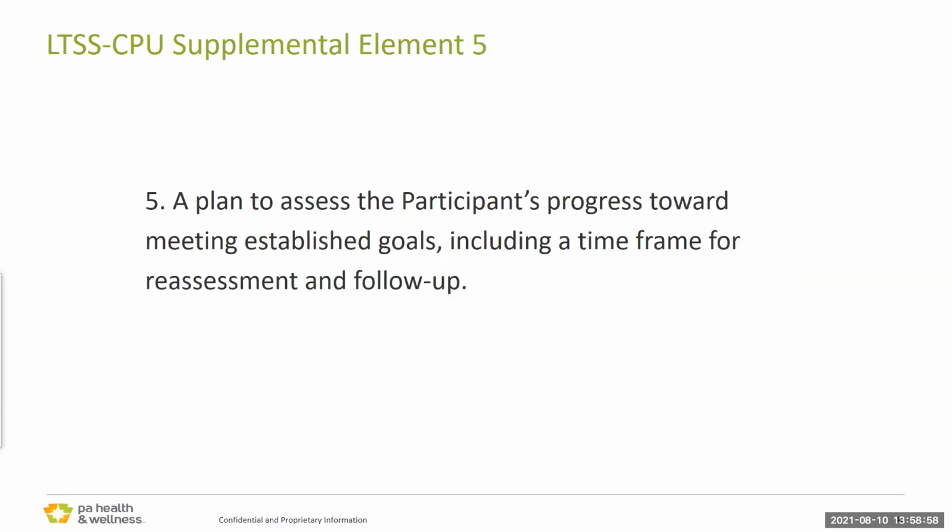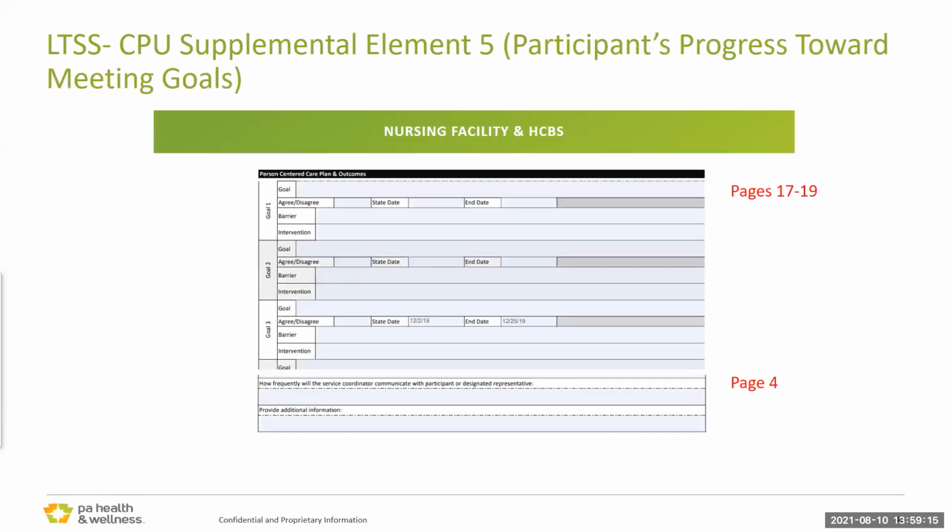Next slide, please. Okay. So for supplemental element 5, we're talking about the plan to assess the participant's progress towards meeting established goals, including timeframes for reassessment and follow-up. And here we're going to be looking at the PCSP, pages 17 through 19. That's where we're addressing the goals, needs, barriers.